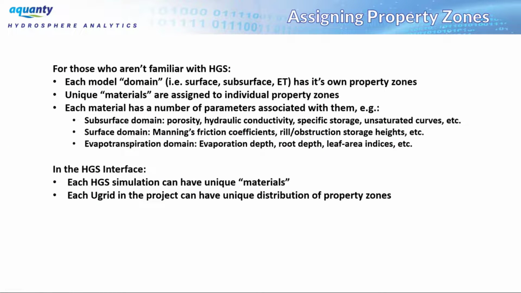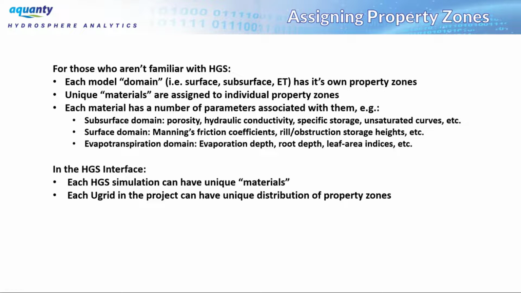I'll have a couple of these little asides as we go through the presentation. If you're not familiar with HGS, HGS supports several different unique domains. When I say domain, what I really mean is a set of nodes that have a common governing equation. There's a domain for the surface flow or overland flow. There's a domain for subsurface flow. There's a domain for evapotranspiration. Each of these different domains has its own property zones.